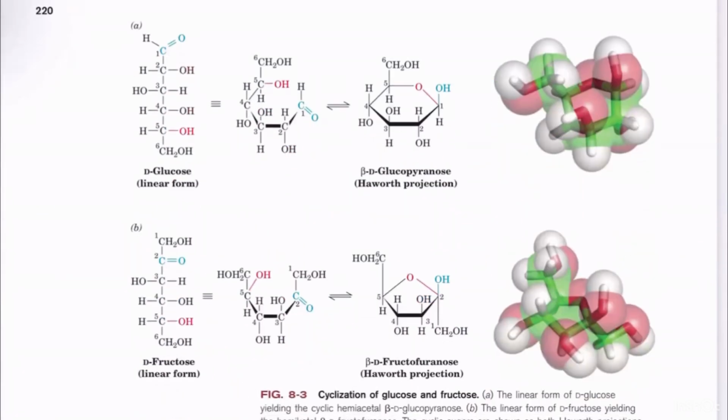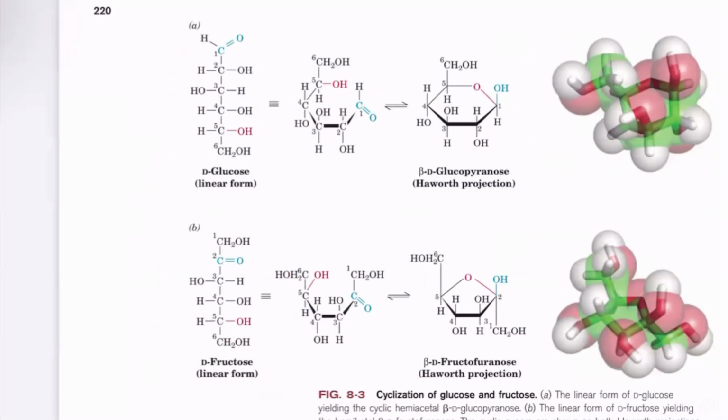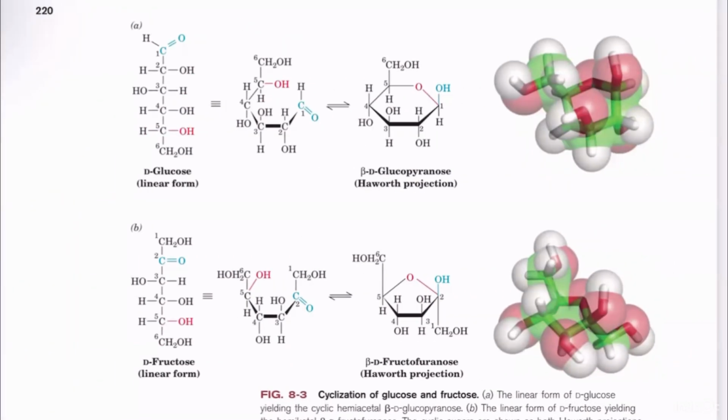The linear form of D-glucose can package into alpha and beta D-glucose. Now you have to remember that alpha D-glucose and beta D-glucose differ only at carbon number 1. The OH position varies. That's it. Rest everything is the same. Okay.